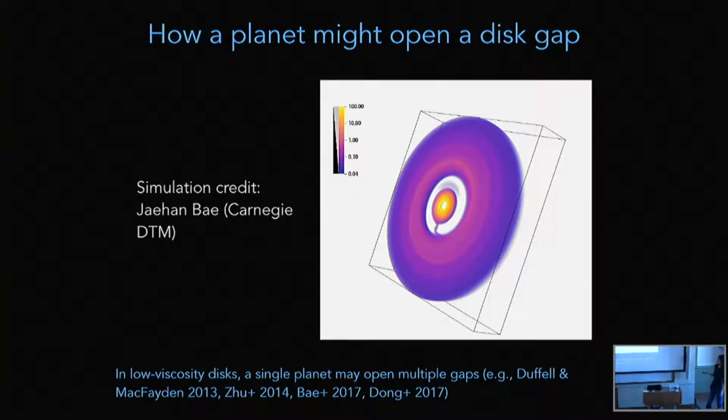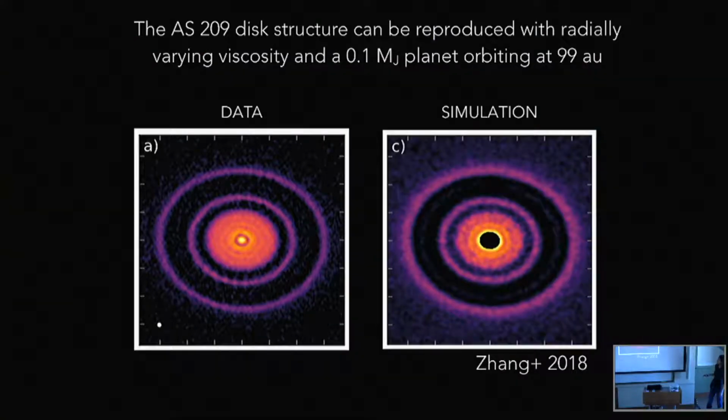As an example, one of our team members, Shanja Zhang, ran a hydrodynamical simulation with a 0.1 Jupiter mass planet orbiting at 99 AU, which is this big gap here. And you can reproduce most of the substructures that we see in the AS209 disk.